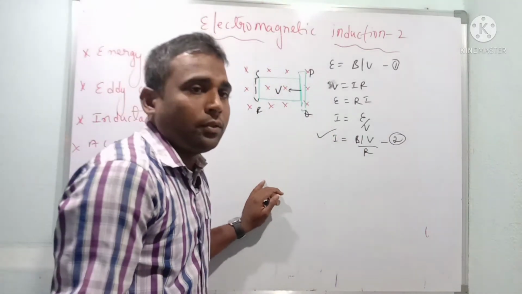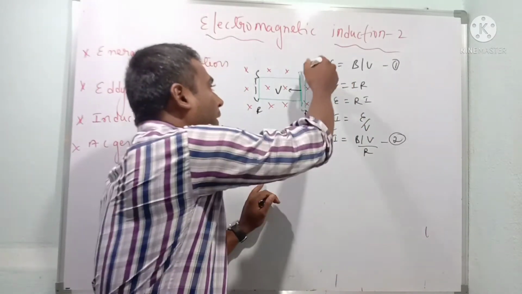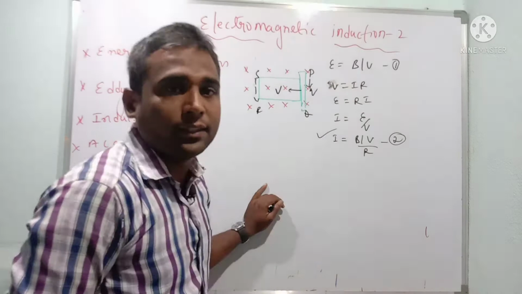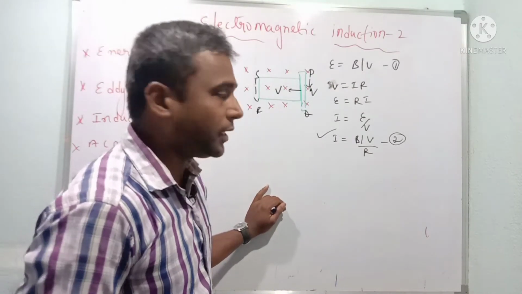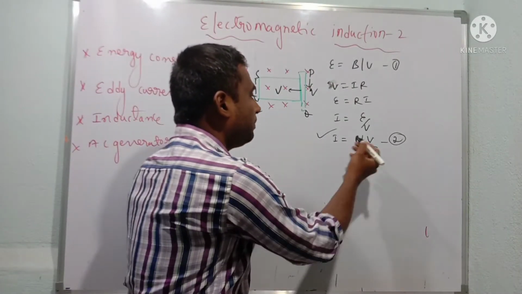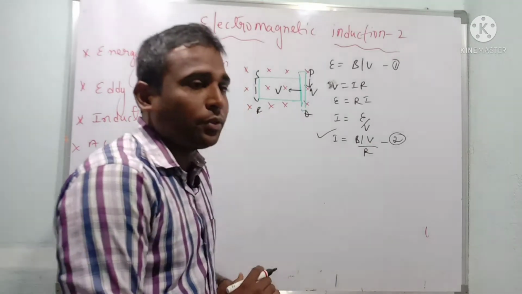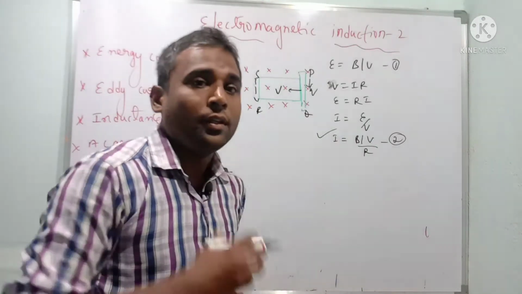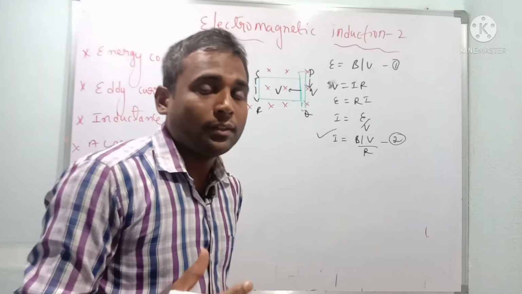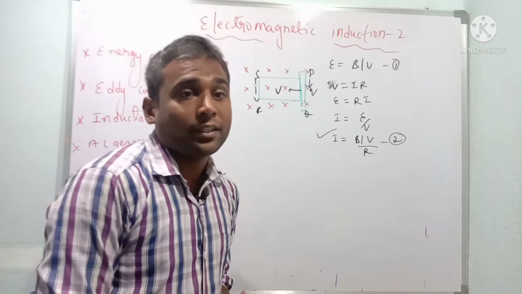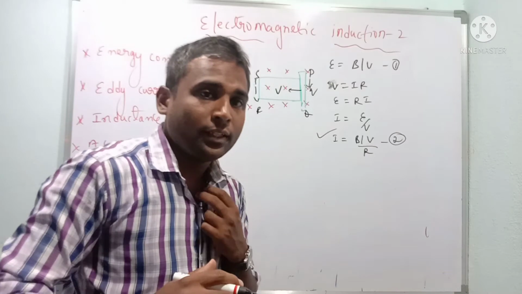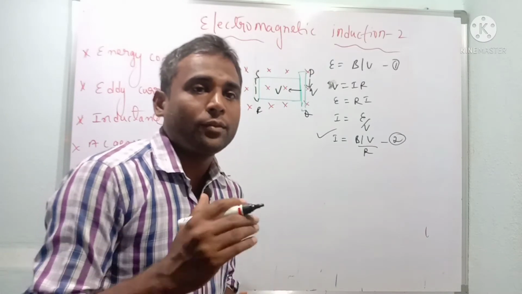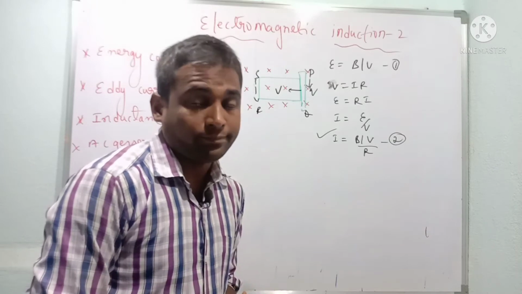Here, as I told you, it is going to convert mechanical into electrical energy. Your charge will be moving. So this is the expression for current. Now we have to show that the mechanical power is equal to the electrical power. We know that according to the law of conservation of energy, energy can neither be created nor destroyed, but we can convert it from one form to another.